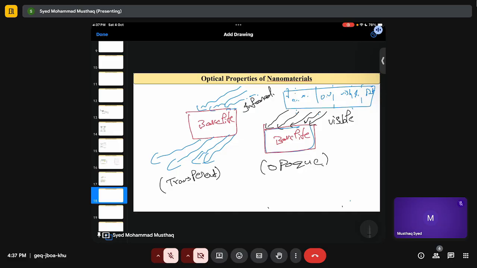Opaque happens only if your photon energy is greater than or equal to the band gap energy. And transparency happens if your photon energy is less than the band gap. That's it. These are the two things you see.